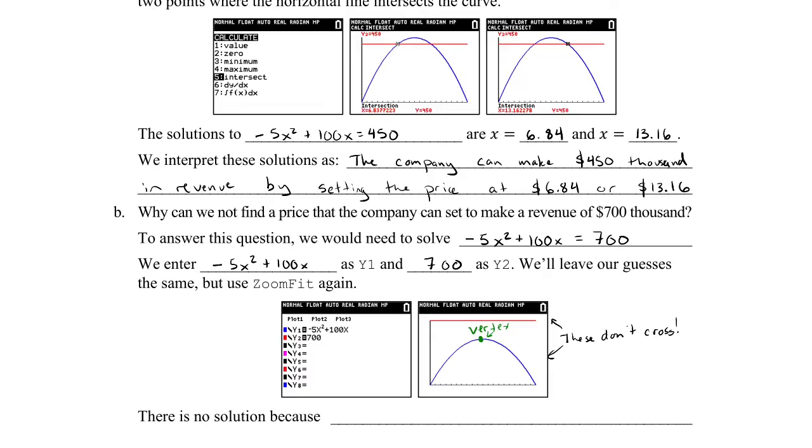So what that means is 700 is more than the maximum value of this function. There is no solution to this equation. No solution. There's no way to make that equation true because 700 is more than the maximum value of the function. So if I run this company, I'm disappointed. I can't make 700,000 in revenue. And probably my next question is going to be, okay, what is that maximum? In order to answer that, I need to figure out where the vertex is. And that's what we're going to see next.